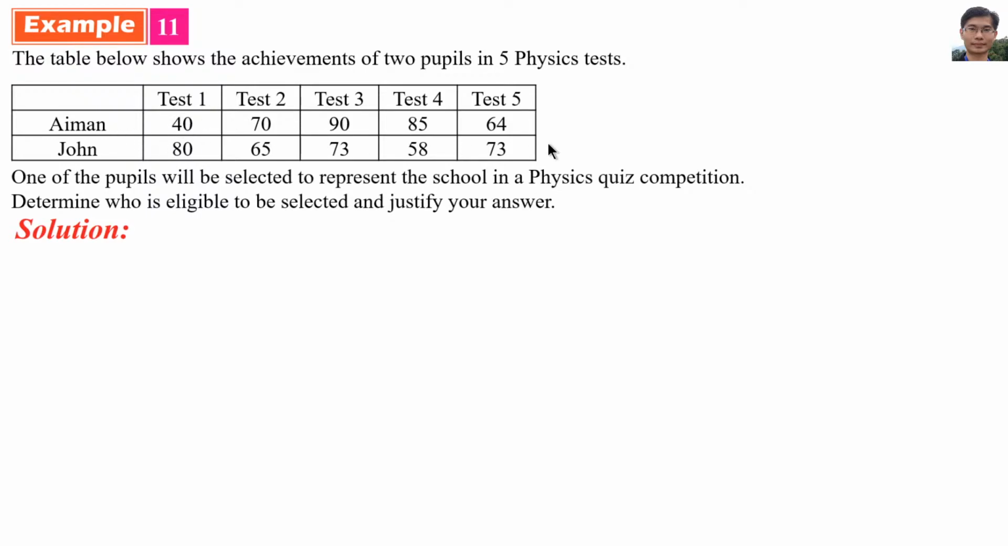There are two sets of ungrouped data here. One is for Iman, another one is for John. Two ungrouped data sets. Okay, we need to determine who is eligible to be selected and justify your answer. One of them will be selected to represent the school in a physics quiz competition.